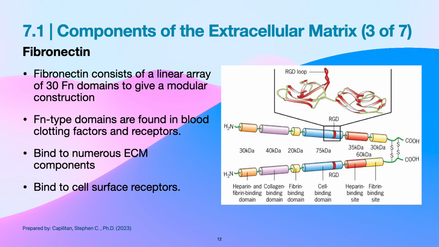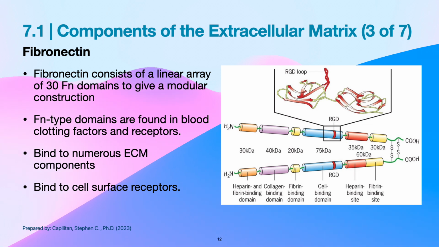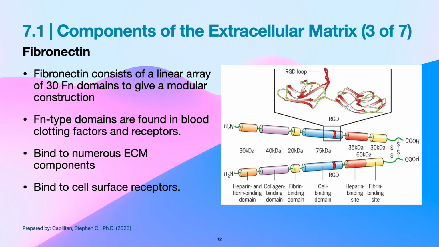Each of these functional units contains one or more binding sites for either specific components of the ECM or for the surface of cells. Some of these binding activities are indicated by the labels. The cell binding site of these polypeptides contains the sequence arginine, glycine, and aspartate, or the RGD, as indicated. As discussed later in this lecture, the sequence binds specifically to a particular class of integral plasma membrane proteins, we call them integrins, that are involved in cell attachment and signal transduction.